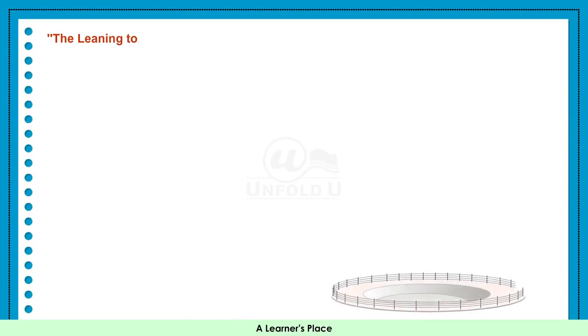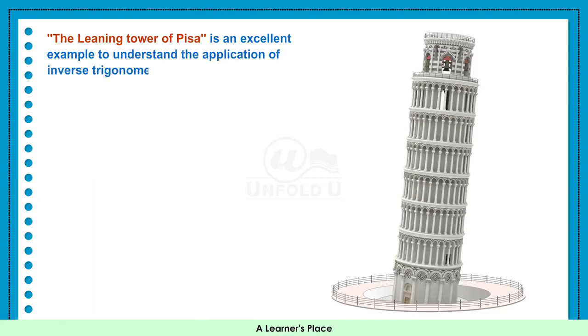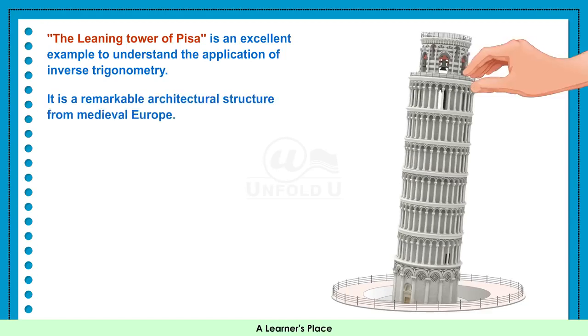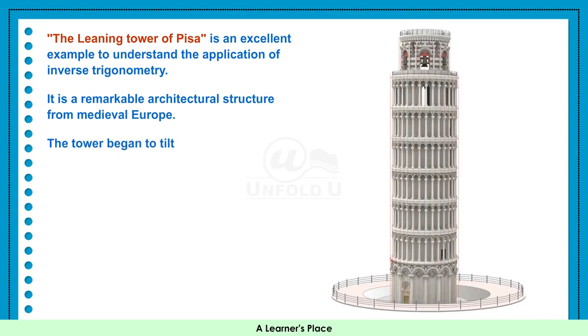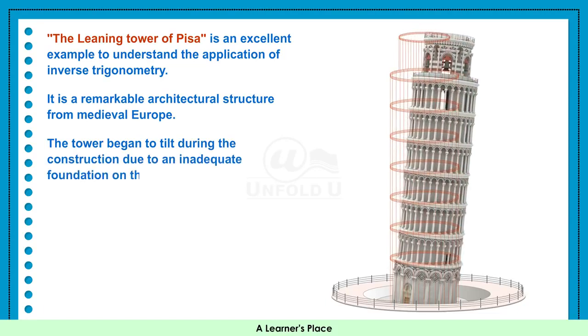The Leaning Tower of Pisa is an excellent example to understand the application of inverse trigonometry. It is a remarkable architectural structure from medieval Europe. The tower began to tilt during the construction due to an inadequate foundation on the ground.